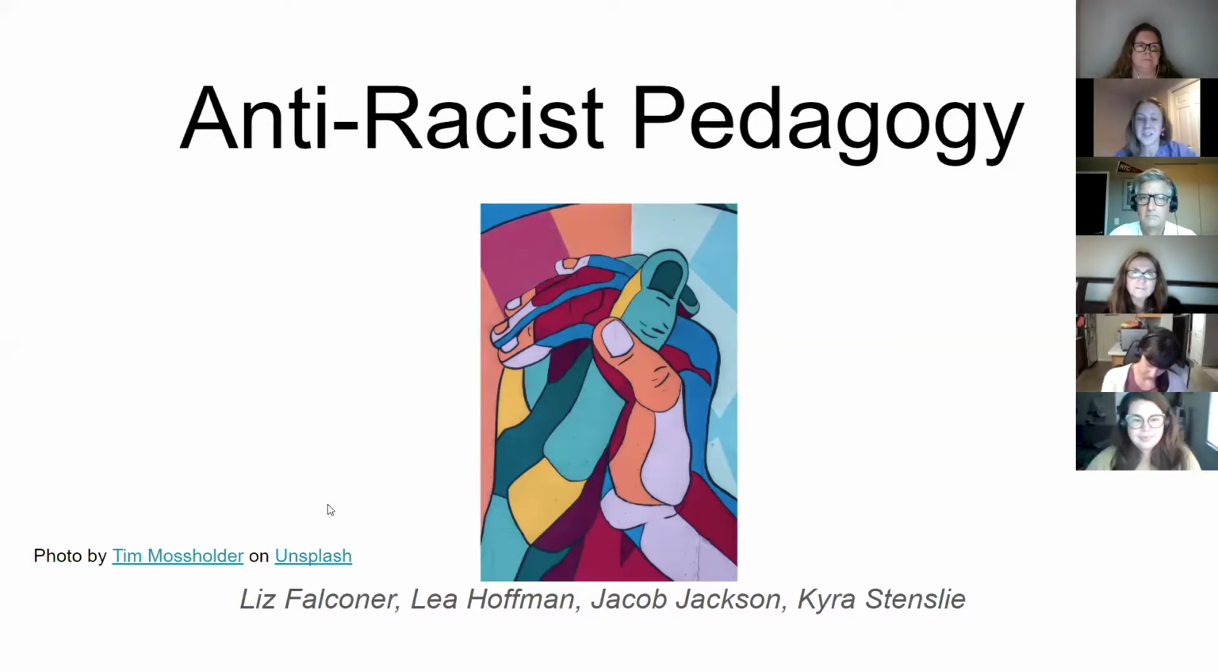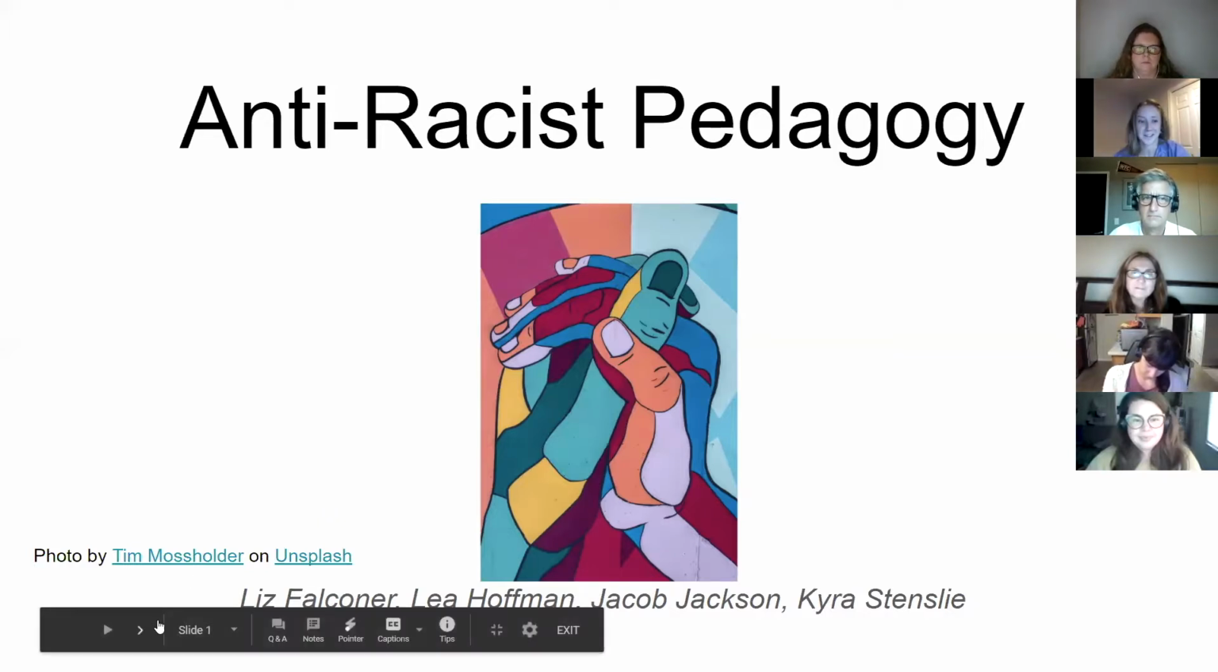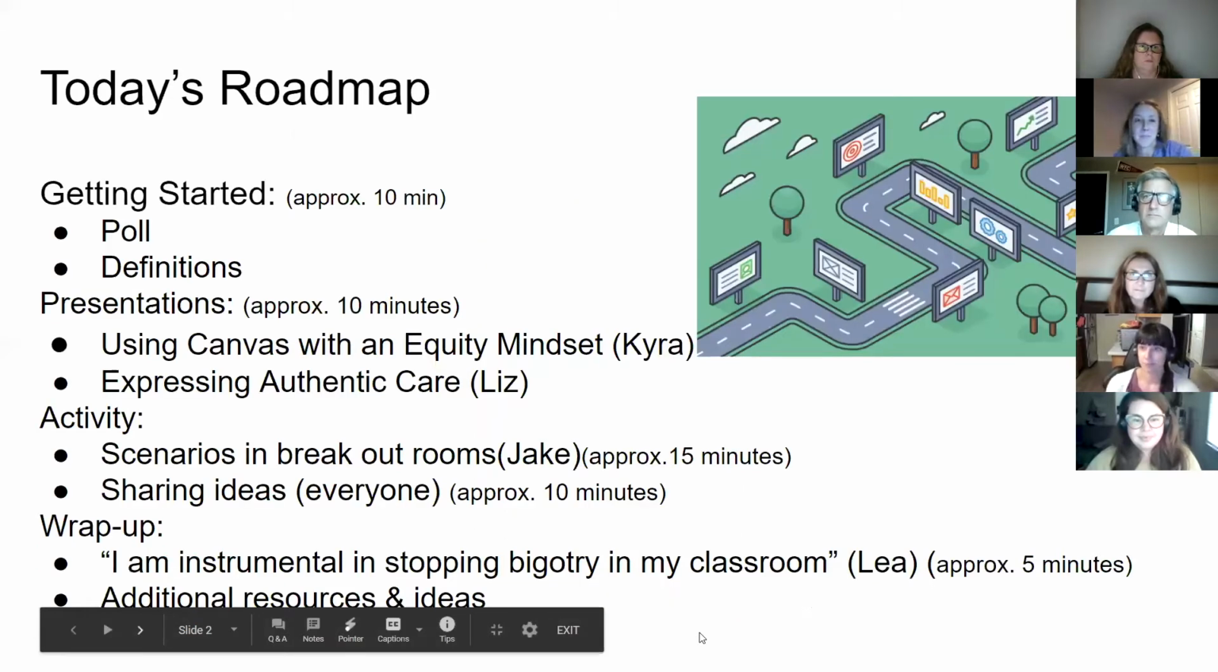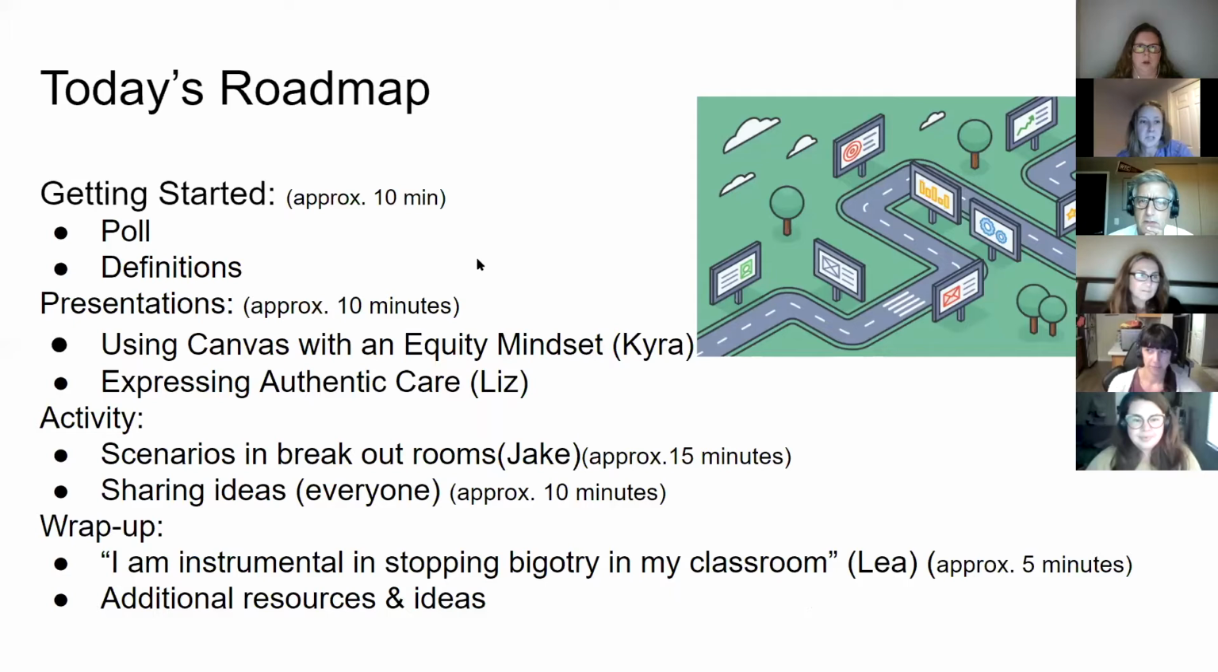Okay, so our presentation this week is on anti-racist pedagogy. And this is our agenda roadmap for the session. We're going to do a brief poll to gauge where we're at right now, go over some definitions. Then we'll have two very brief presentations based on some resources that we found in relation to this topic. Then we'll do an activity as a whole group by looking at some scenarios in breakout rooms, and then come back and share out our ideas. Then we'll wrap it up by connecting to what we talked about in the breakout rooms and how to stop bigotry in our classrooms.